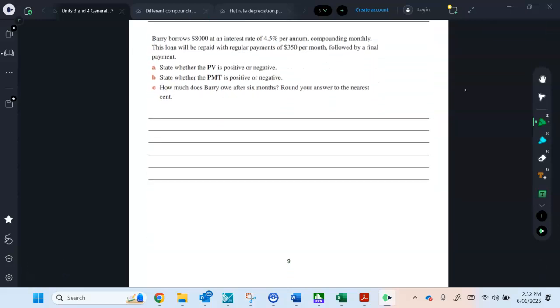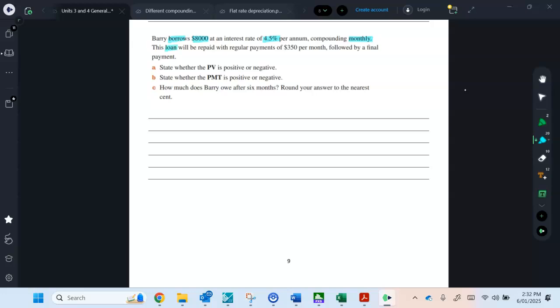So Barry borrows $8,000 at an interest rate of 4.5% per annum. I'm just going to highlight as we go along. All right, so he's borrowing. So it's a loan, $8,000, interest rate of 4.5% per annum, and this time we're compounding monthly.